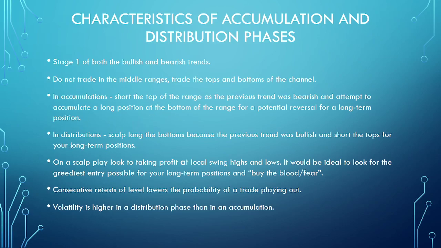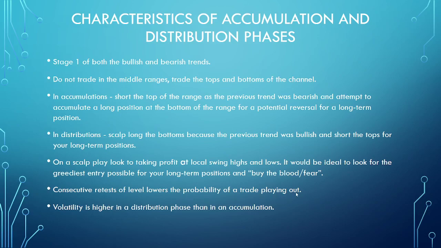And then the opposite is in distributions. In the first part of a selling phase, you want to scalp long the bottoms because the previous trend was bullish, and short the tops, while still trading only the tops and bottoms of the range and not the middle ranges. On a scalp play, take profits at local swing highs and lows. It would be ideal to look for the greediest entry possible for your long-term positions and buy the blood and fear. Consecutive retests of levels lower the probability of the trade playing out.